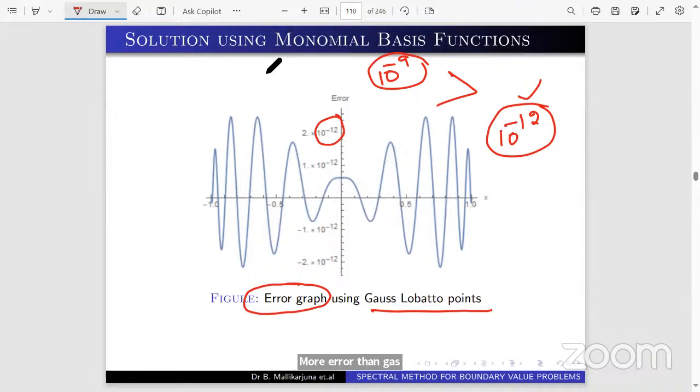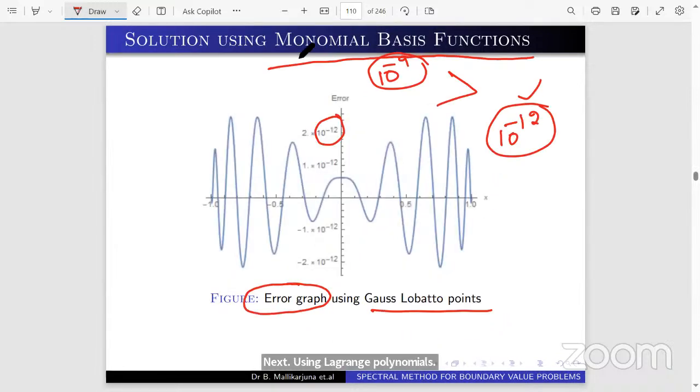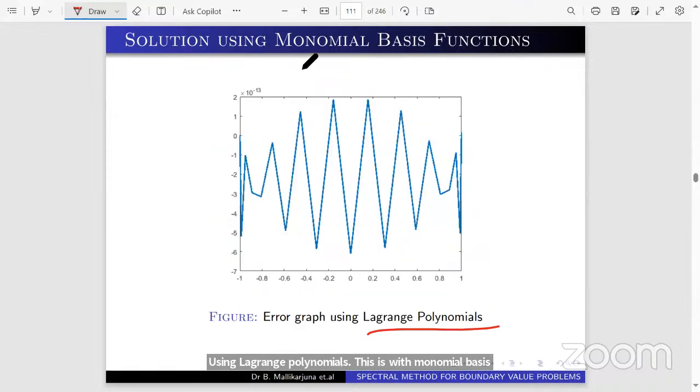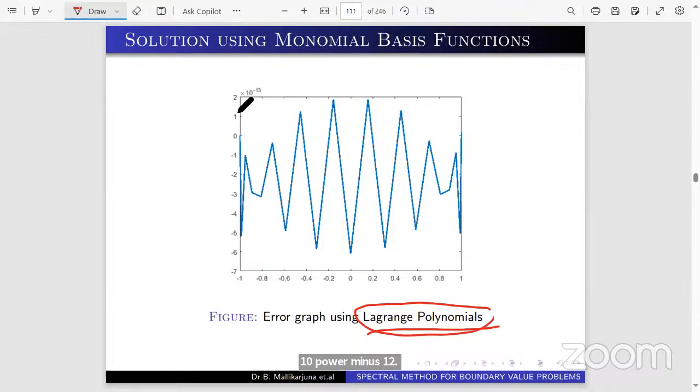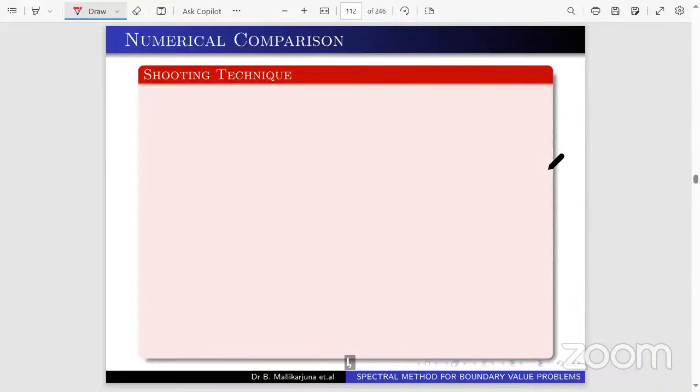But observe that all this is with monomial basis functions only. Next, using Lagrange polynomials. This is with monomial basis functions, 10 power minus 12. With the Lagrange polynomials, it is getting 10 power minus 13. That means one more order of accuracy is increased.